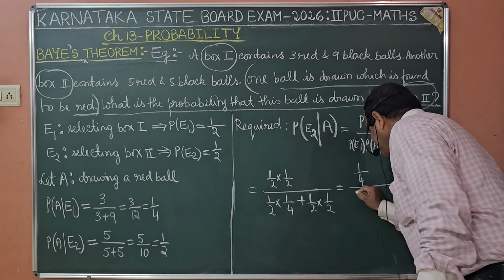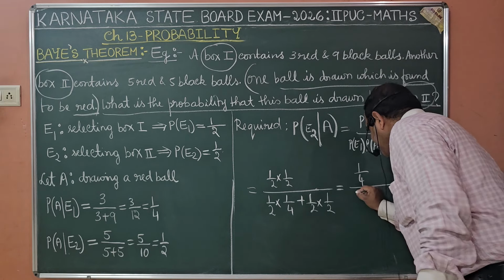The denominator is half into 1 by 4, 1 by 8, plus 1 by 4. If we simplify, this is 1 by 4, this becomes 1 by 8 plus 2 by 8, so 3 by 8. So 1 by 4 divided by 3 by 8. Because the LCM is 8, 1 plus... 4 goes 2 times. So 1 by 4 multiplied by 8 by 3. Hence, the answer is 2 by 3.